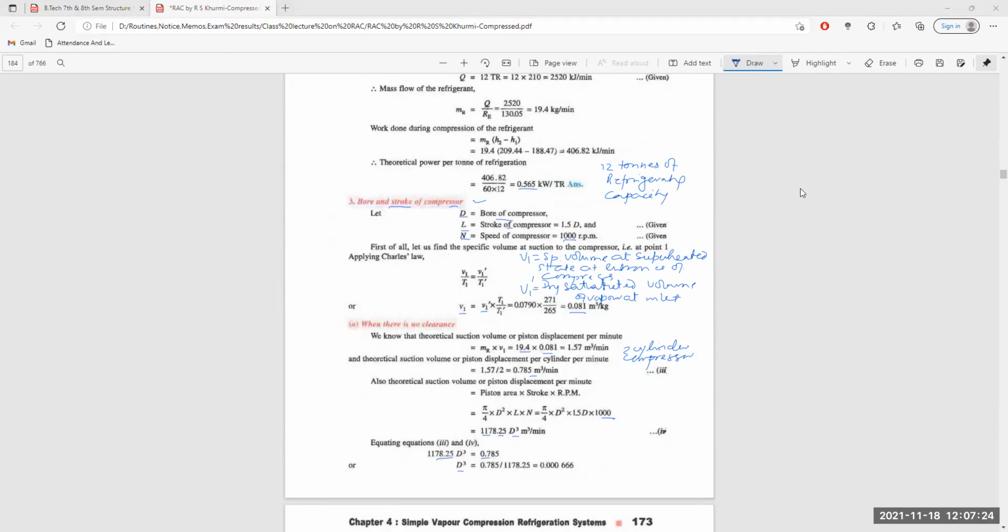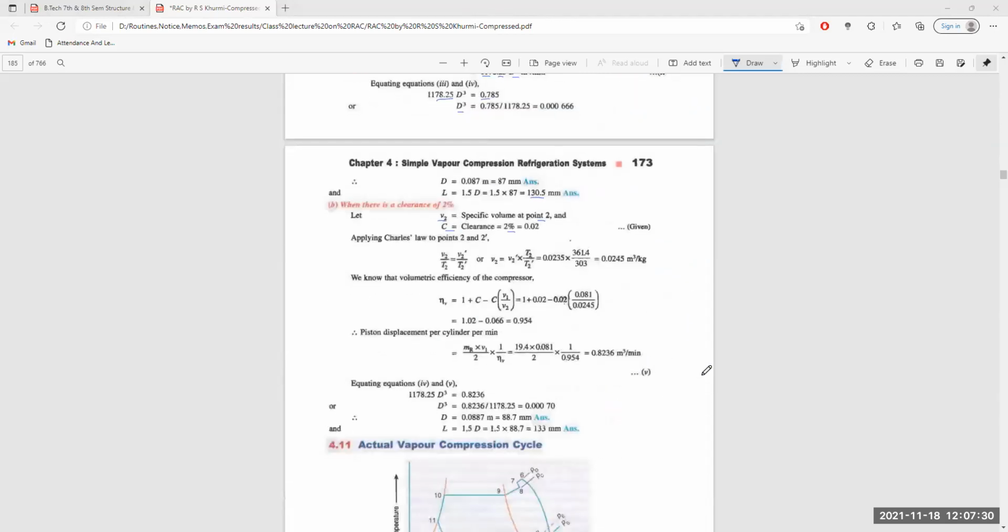Now, the specific volume is between point 2, which means at the exit of the compressor, the refrigerant at the exit of the compression, and 2 dash, the value of the refrigerant which is on the dry saturated vapor line inside the condenser itself.